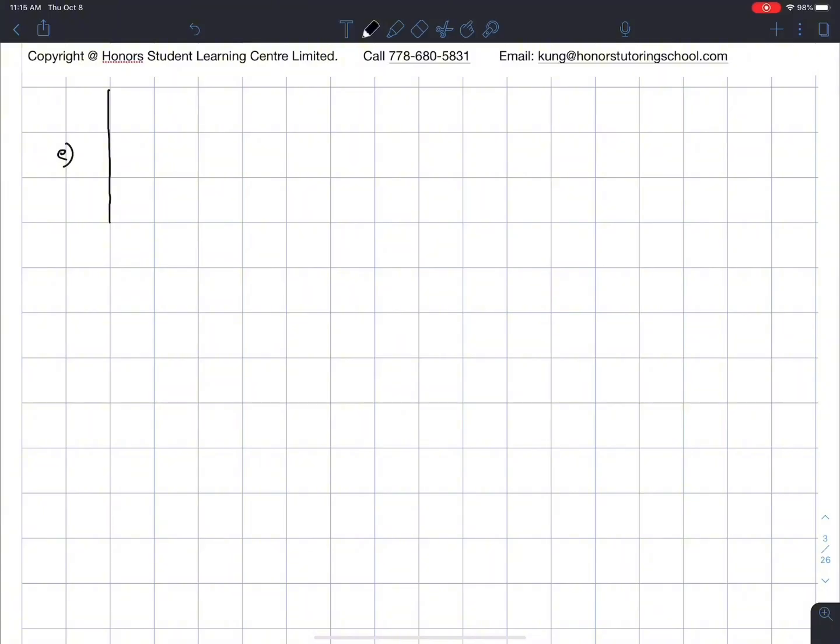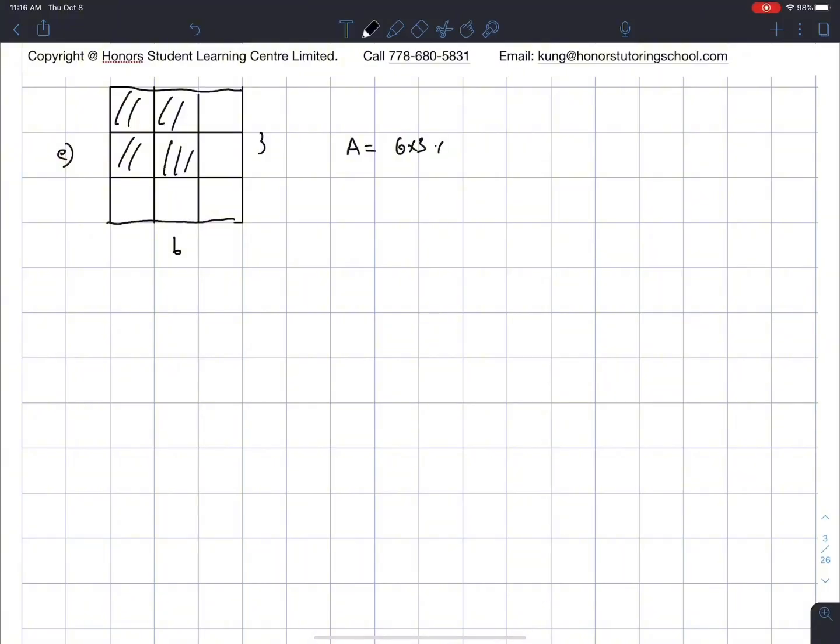E. So again, area, length times width, the total area, times 4 out of 9 of a little rectangle being shaded. So this becomes 18 over 1. 6 times 3 is 18. I just put it over 1.